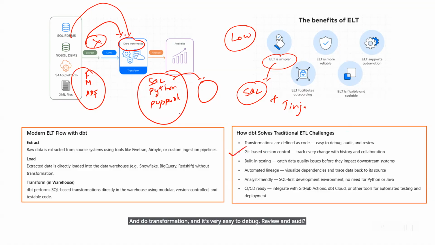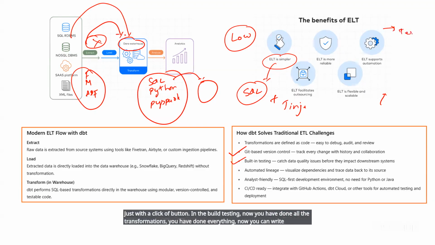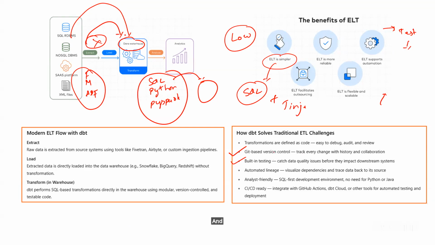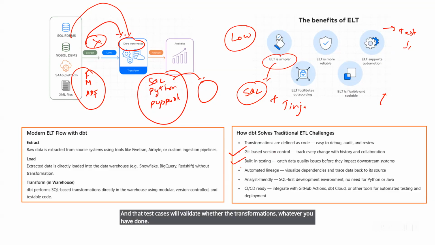Git integration is well integrated with your DBT. You no need to worry. Any changes you do, push to Git just with a click of a button. Inbuilt testing: now you have done all the transformations, you can write test cases directly inside DBT, and those test cases will validate whether the transformations you have done are valid or not.